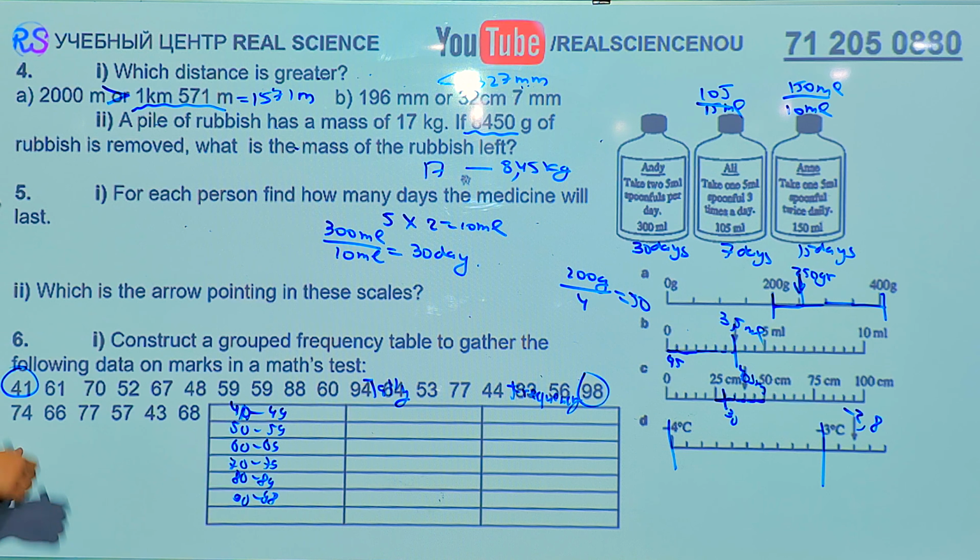So, they are numbers. Actually, we should write it in the first row, right? That's why we have extra here, you see? So, from 40 till 49, how many numbers? 1, 2, right? 3, more? 4, 4 numbers, right? So, frequency equals 4, tally 1, 2, 3, 4.